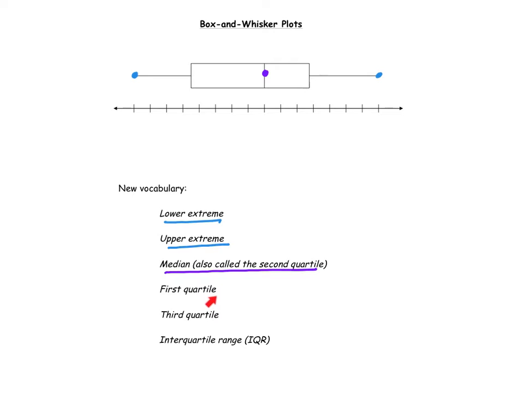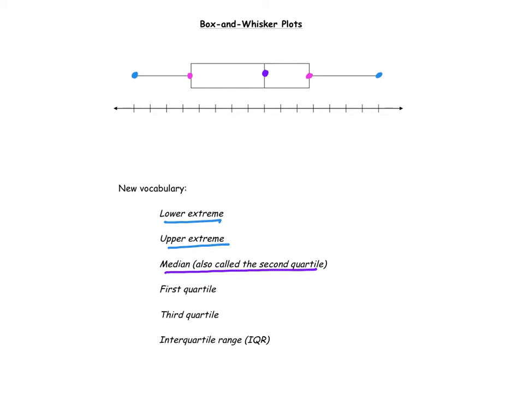Next, we need a first quartile and third quartile point, and those are medians of the lower and upper half of the data. And so that is where the end of the box is on both sides, or the beginning of the whisker, or end of the whisker, depending on which view you're looking at.